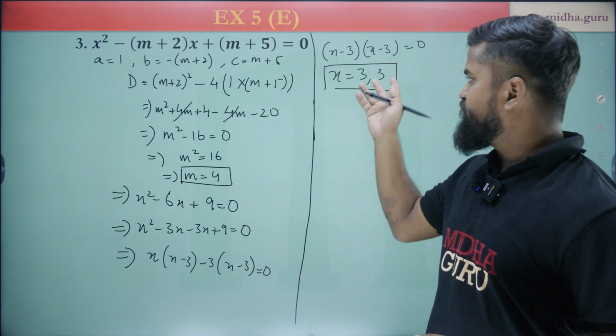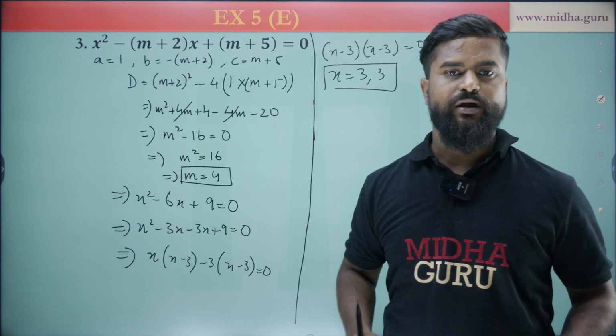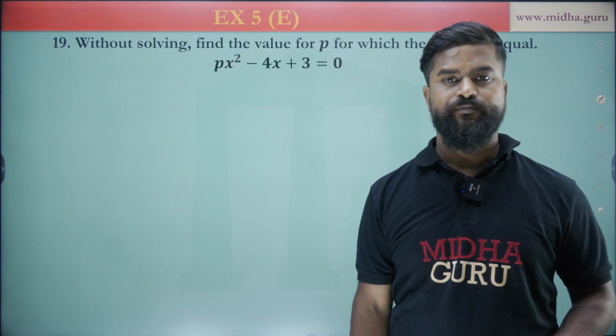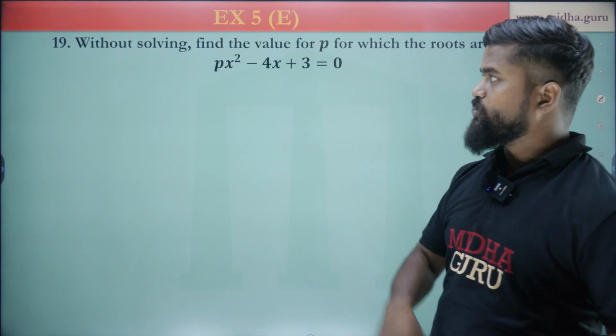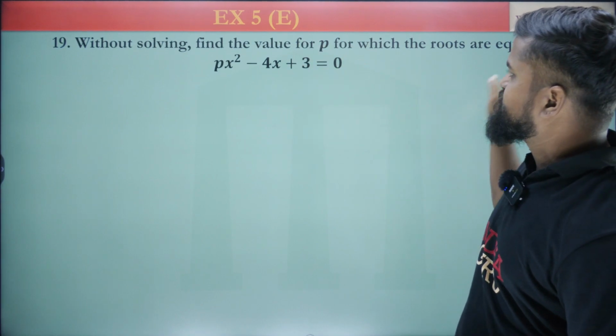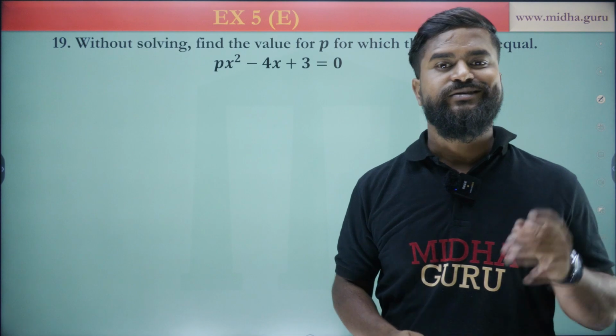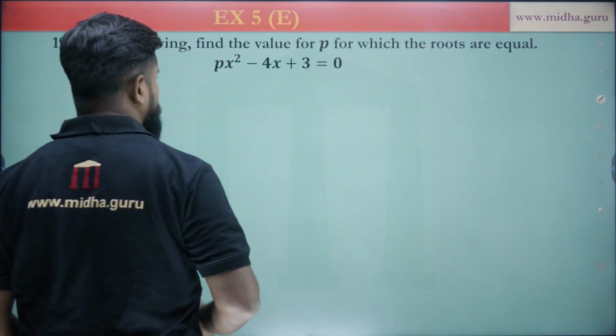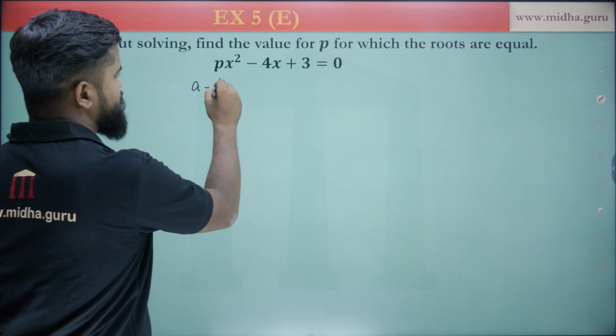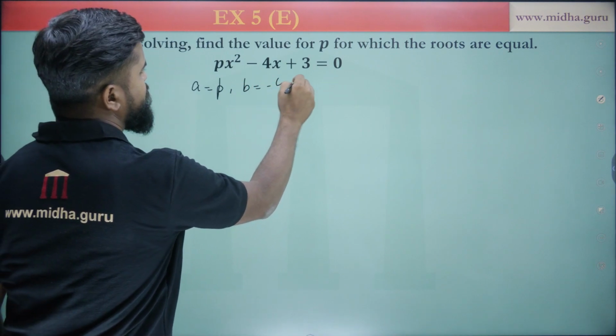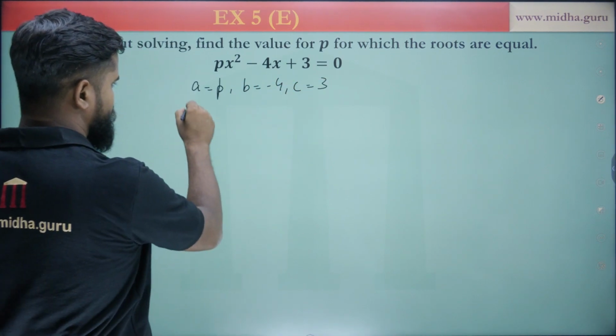And based on the question we knew that they were going to be equal. So now let's move on to the next question. Now the next question says, without solving, find the value for p in which the roots are equal. Again we are supposed to find a value for p such that the roots of this quadratic equation will be equal. Again a is equal to p, b is equal to minus 4 and c is equal to 3.